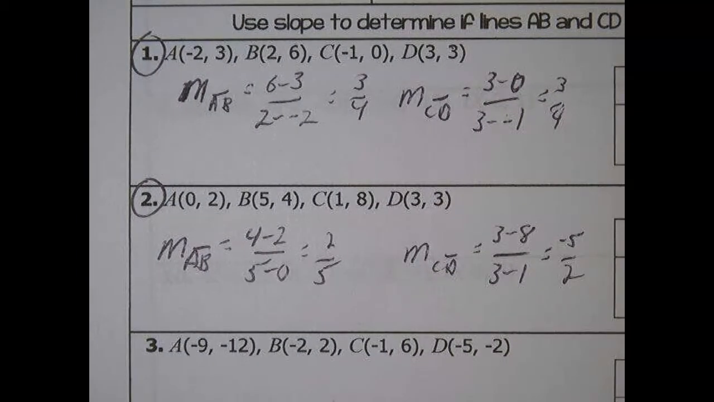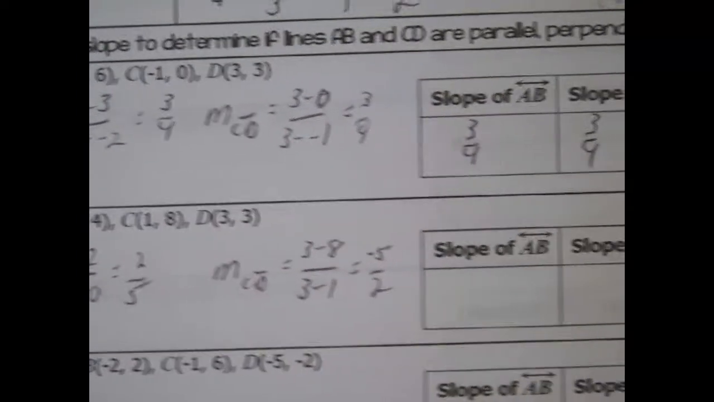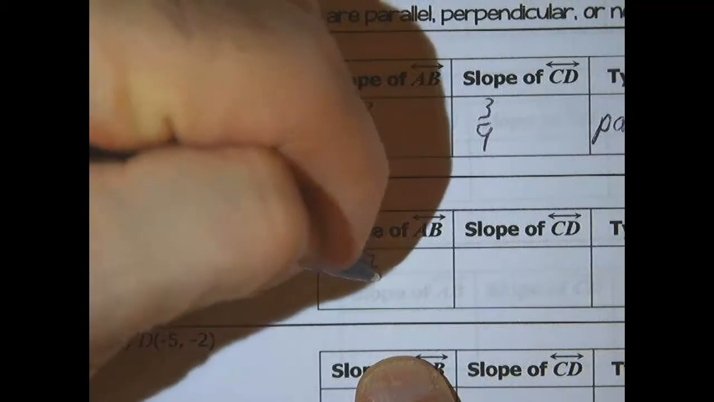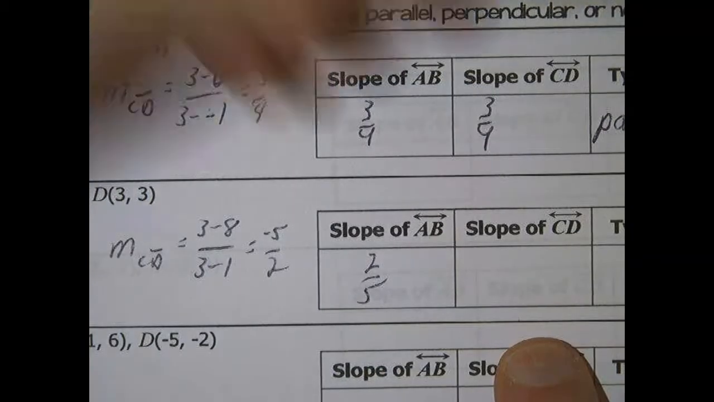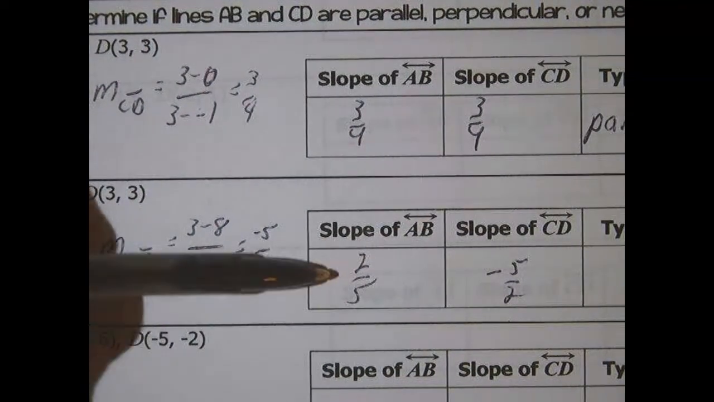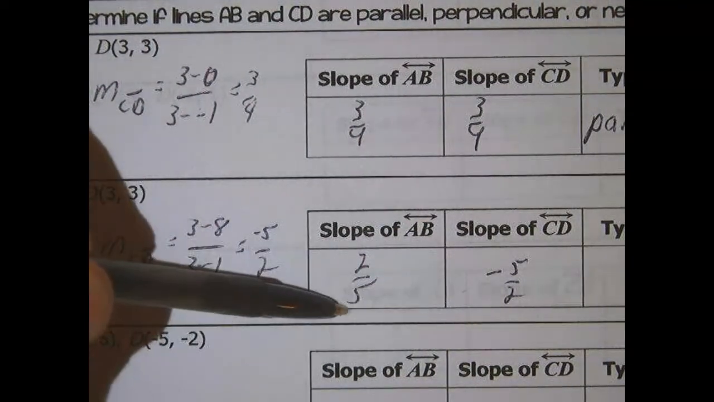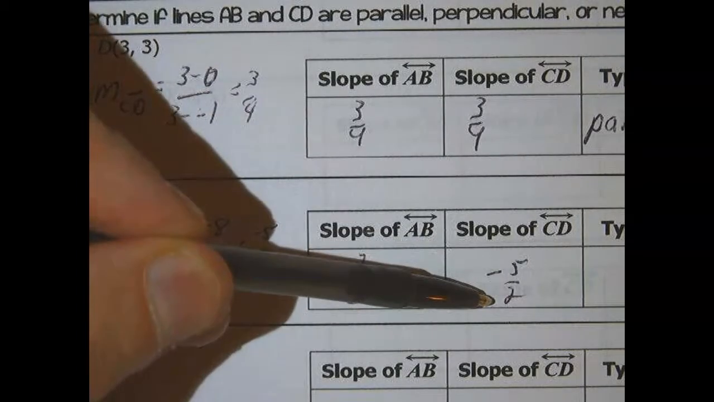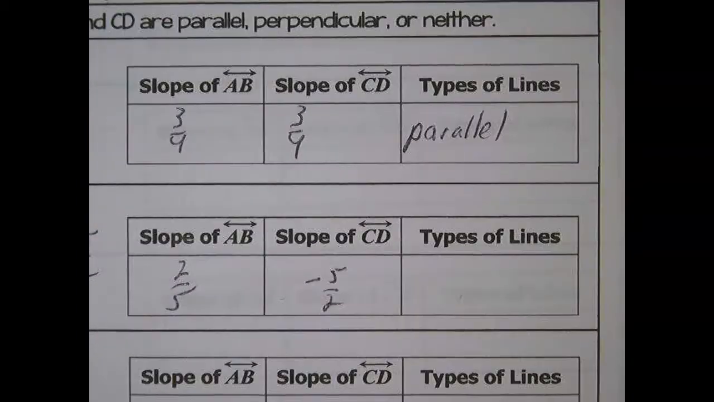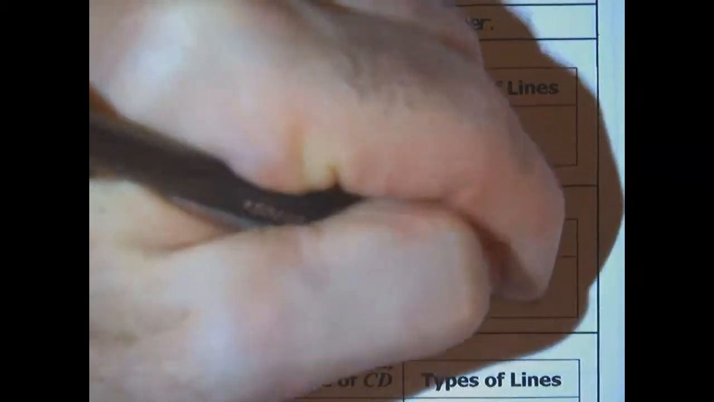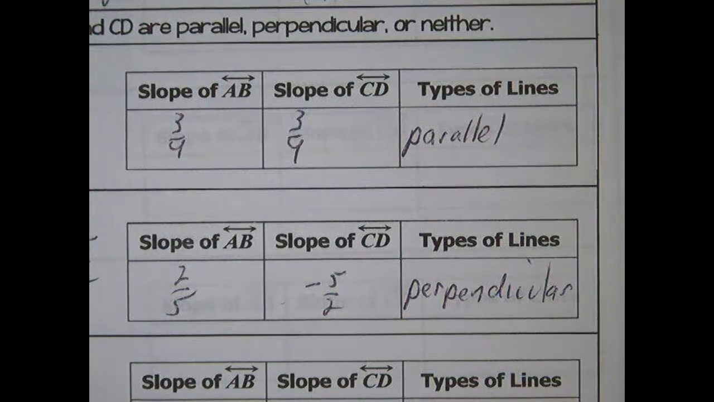Okay, so there's the two slopes. Let's put them in the spaces here. So the slope of AB is 2 over 5. The slope of CD is negative 5 over 2. And what do you notice? Well, those are the opposite sign. One's positive, the other's negative, and they're also reciprocals, 2 over 5 and 5 over 2. So that's exactly what we're looking for: perpendicular slopes. And there you go. That's how that one works.